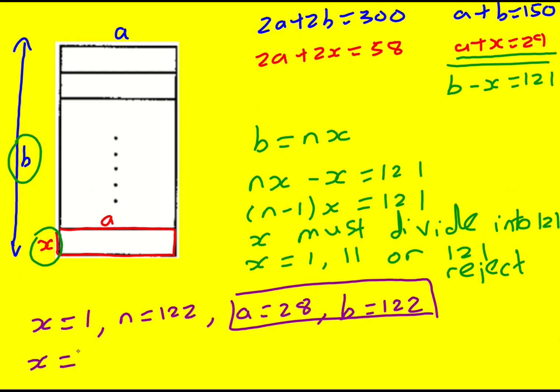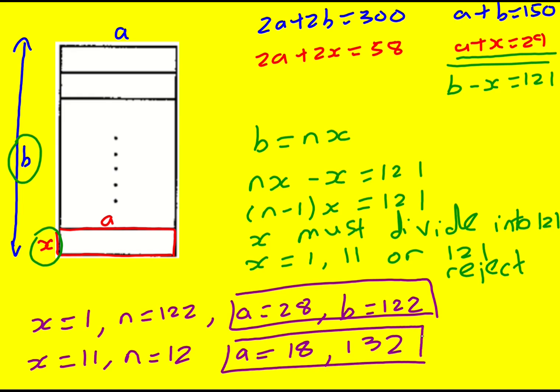Then our other solution, x equals 11, is going to mean that n minus 1 is also 11, so n is going to be 12. We're going to get 12 rectangles inside. Now A is going to be 29 minus 11, which is going to be 18. And then B, I need to do 121 plus 11 is going to be 132.